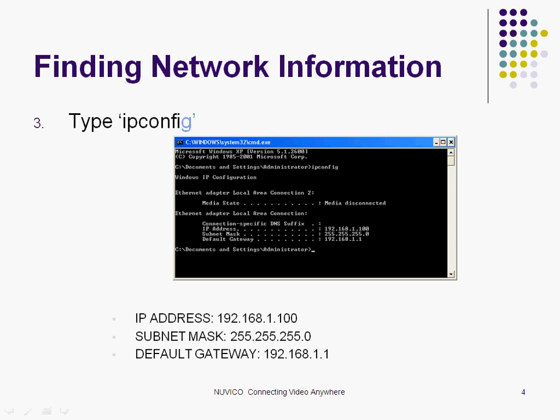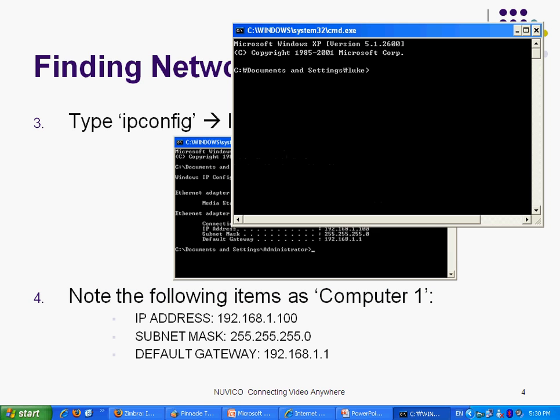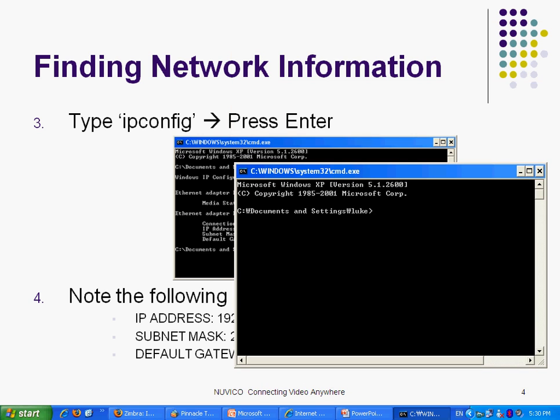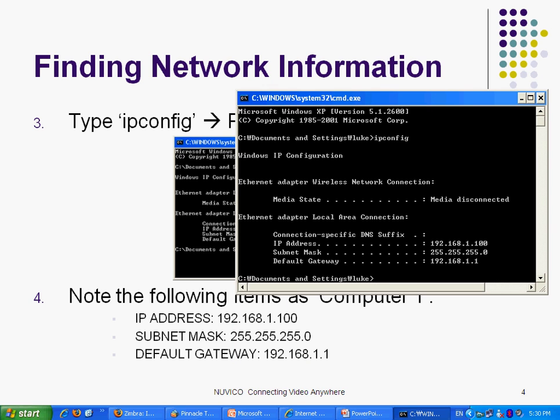Now once you get the Windows MS-DOS mode on your screen, type ipconfig from this window and hit enter. Once you type ipconfig and hit enter, it will give you information about the computer. The information contains the IP address, subnet mask, and default gateway.